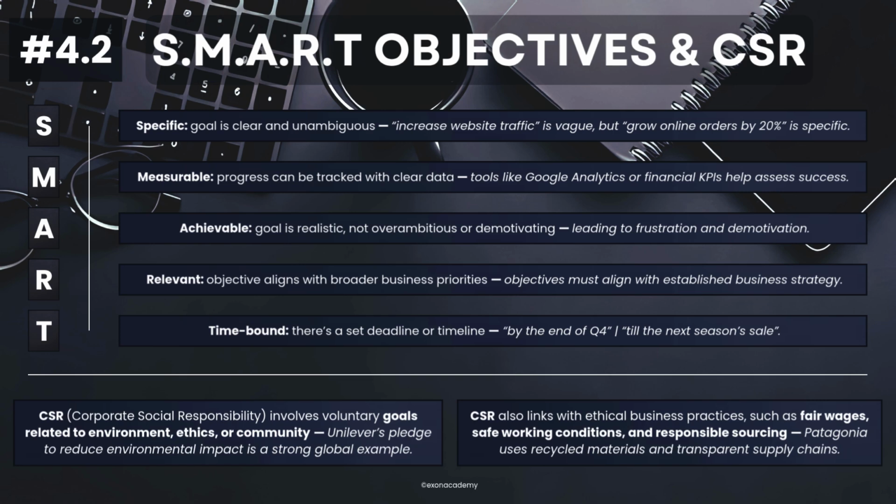S stands for specific. A clear goal like increase website sales by 20% is more useful than a vague goal like do better online. M is for measurable. You need to track your progress using actual numbers like sales figures or customer ratings. The letter A stands for achievable. Goals should challenge the team, but still be realistic. If the target is too far out of reach, people may give up before they start.